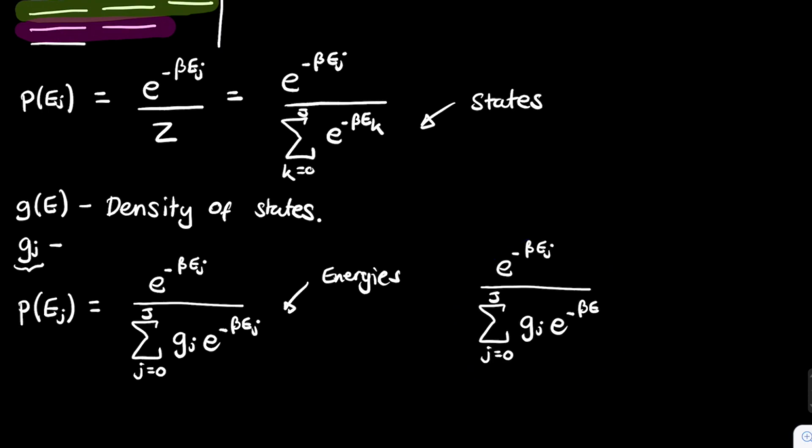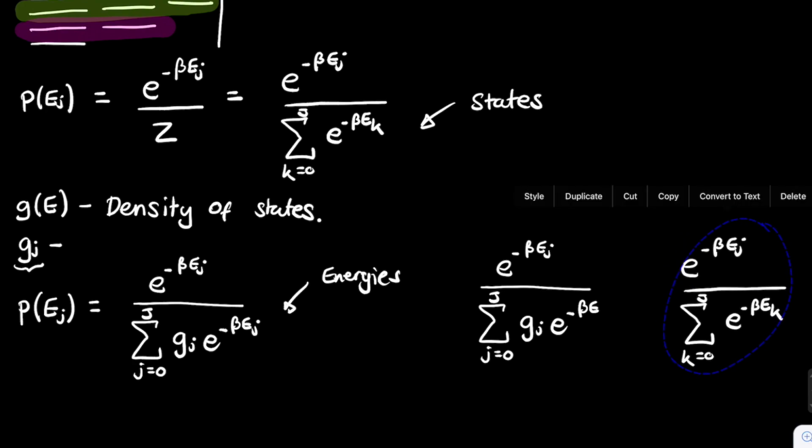And this formula right here is exactly the same as this formula right here. So basically you're just summing over different things, and this is what this little g right here is telling us. It's telling us how many times you have to sum over this particular energy level. So that pretty much nearly wraps up the Boltzmann distribution and the partition function.